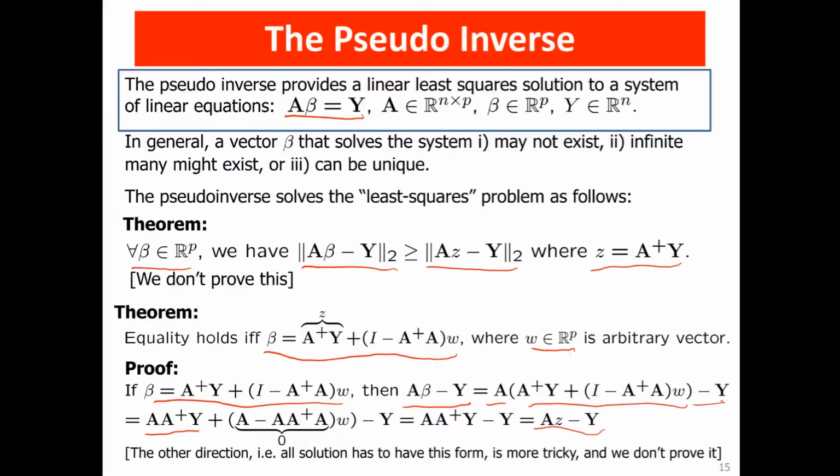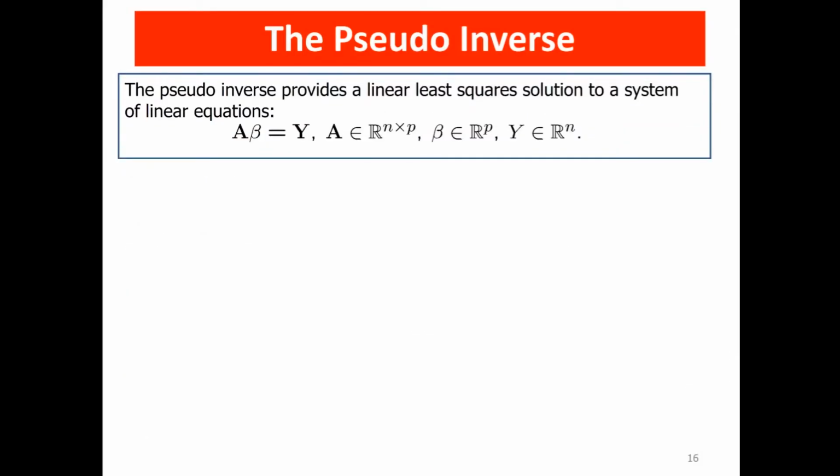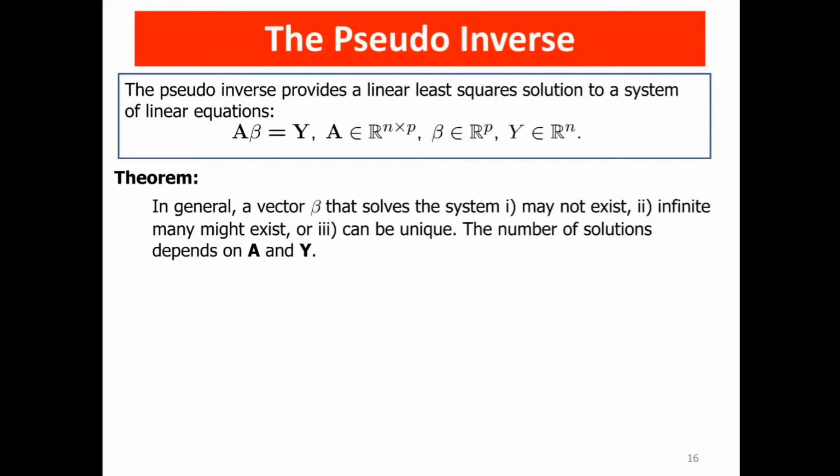The other direction, where we need to prove that all the solutions have this form, that's a bit more tricky, and we are not going to do that. So what we have seen so far is that a pseudo-inverse provides a least square solution to a system of linear equations, A times beta equals Y. In general, this linear system may not have a solution, may have infinitely many solutions, or can have just one unique solution. The number of solutions depends on A and Y as well. To have a solution, Y has to be in the column space of A. To have a unique solution, A also has to be full rank.